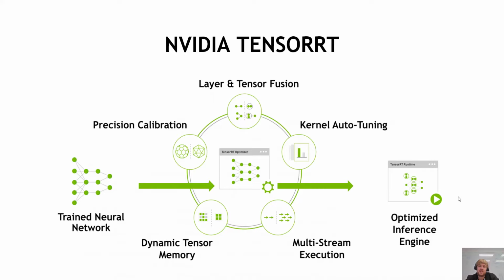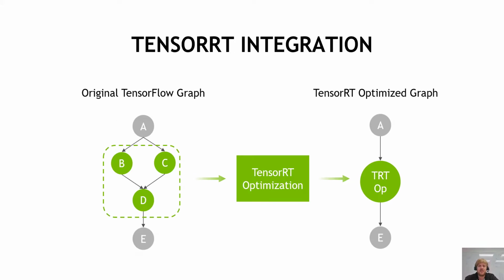Because the overhead of launching kernels on the GPU is significant when compared to the overhead of executing the kernels, this can greatly reduce the runtime of the model. Other methods for optimizing the model include automatically selecting the best kernel to perform the operation, multi-stream execution, and dynamic tensor memory. As a developer, there are a few methods you can use to optimize your TensorFlow model with TensorRT. In this webinar, we'll be covering using TensorRT integration, which is a package inside of TensorFlow.